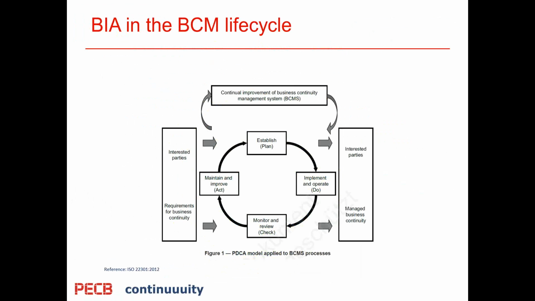The standard ISO 22301 also describes a BCM lifecycle, which, I don't know if this can be seen in the slides, has 4 phases: plan, do, check, act. So we first have to establish a plan. We implement and operate a BCM approach. Finally, we have to check, now at the 6 o'clock position, if this implementation really works. And finally, at the 9 o'clock position, we have to maintain and improve the setup of the approach. The top box says continual improvement of the business continuity management system, BCMS.